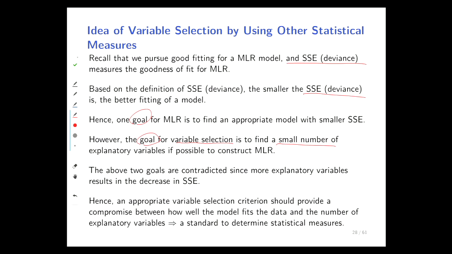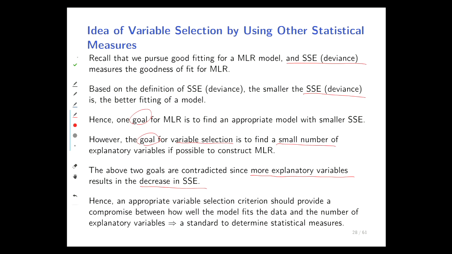And you can see that clearly these two goals are contradicted. If you remember one very important conclusion in the previous topic about the F-test, more variables always result in a decrease in the sum of the squared error. So these two goals are contradicted.